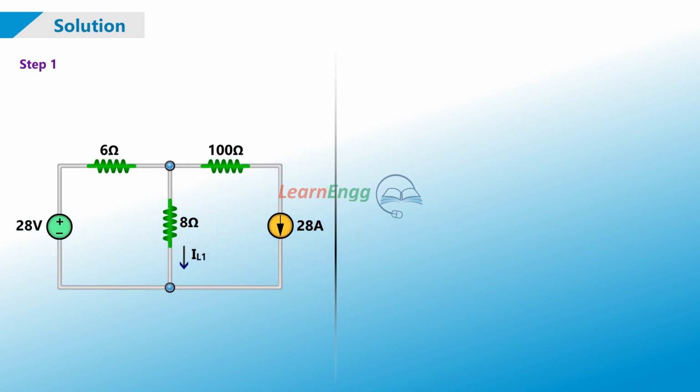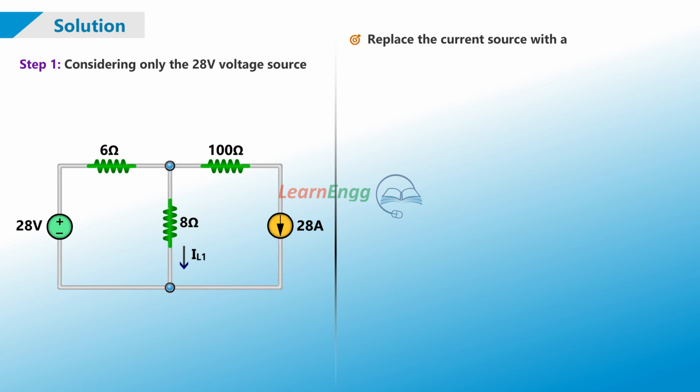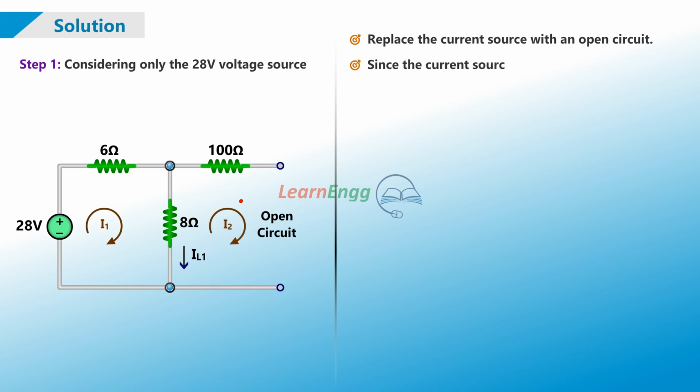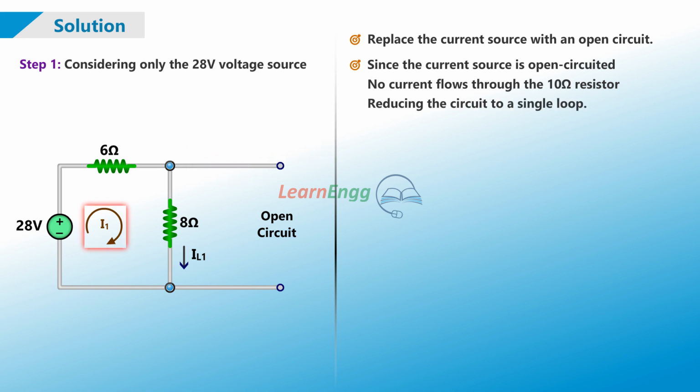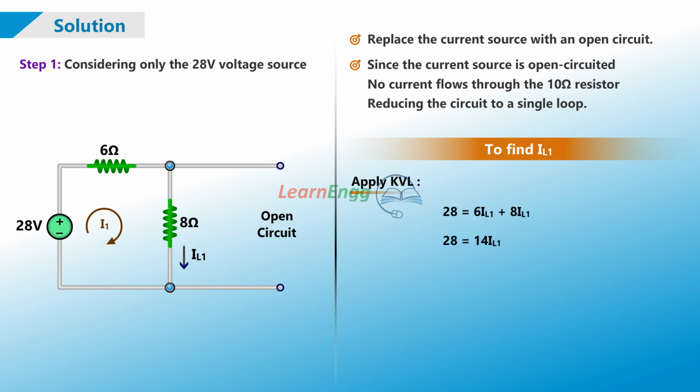Solution. Step 1. Considering only the 28-volt voltage source. Replace the current source with an open circuit. Since the current source is open-circuited, no current flows through the 10-ohm resistor, reducing the circuit to a single loop. To find IL1, apply KVL. IL1 is equal to 2 amps.